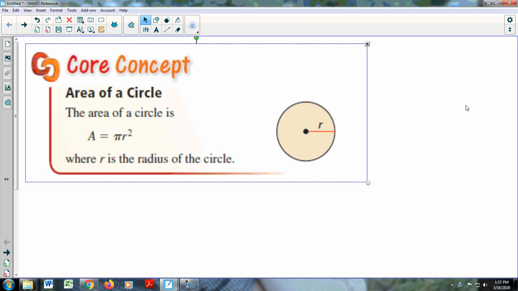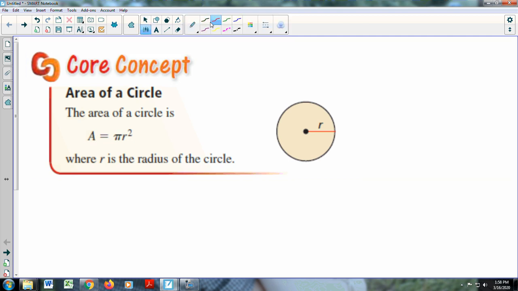So what we're gonna look at today is area of a circle. When I think of the area of a circle, what I'm thinking about is how much area is being covered by that circle. Our area equation is simple. Our area equation is just simply area equals pi r squared. Now, when we think about area equals pi r squared, r is my radius.